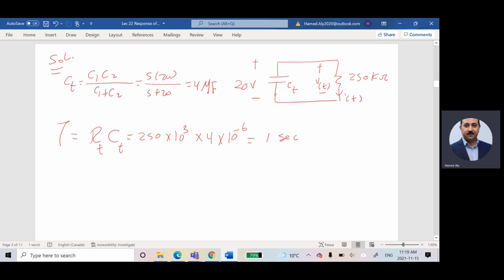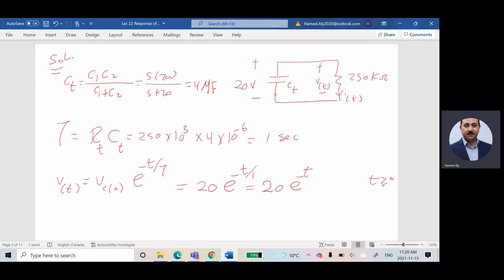Then you will write your equation, which is V of t equals Vc of 0 times e to the power negative t over tau, in case of t greater than or equal to 0. So this will be equal to Vc of 0, which is 20, multiplied by e to the power negative t divided by 1. So at the end, it is equal to 20 times e to the power negative t.